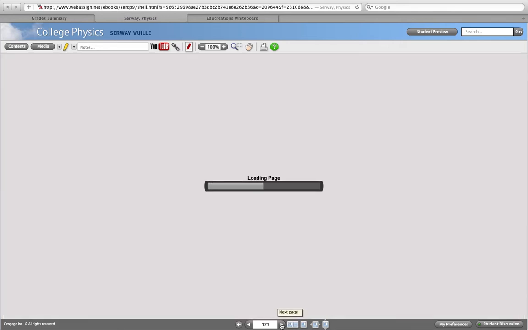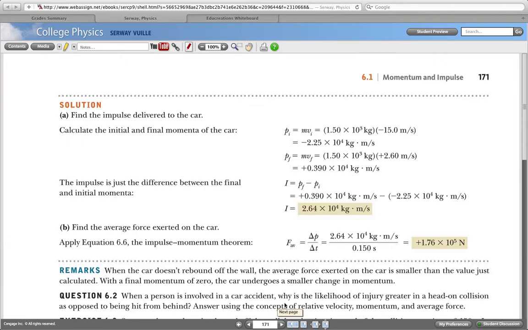We have to be very careful when we're doing this part because signs are important, directions of velocities and everything else are important, because this is a vector equation. So the impulse delivered to the car is going to be, we want to calculate the initial momentum. That's just mass times initial velocity. The sign is important. Final momentum, mass times final velocity. We've got a negative momentum and a positive momentum. Then we take the final momentum, subtract the initial momentum, and the overall change in momentum is going to be equal to our impulse. So our impulse is 2.64 times 10 to the 4 kilogram meters per second.